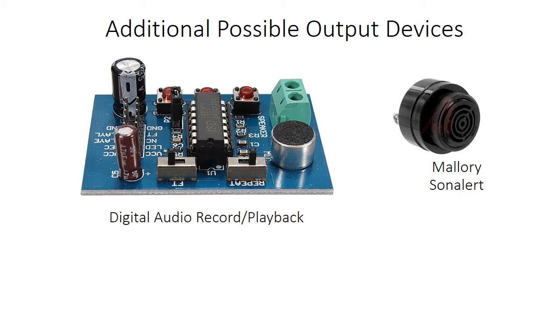Here's some possible output devices you might want to look into. The one on the left is especially interesting. These things are available for less than $3 on the internet. It'll record about 8 seconds of audio with its built-in little microphone, and then you can play that back as a loop. On the right is a Mallory SonAlert, which is just one of several different kinds of audible acoustic alarms that are available. The one I'm using puts out a steady tone, and it's very, very loud.